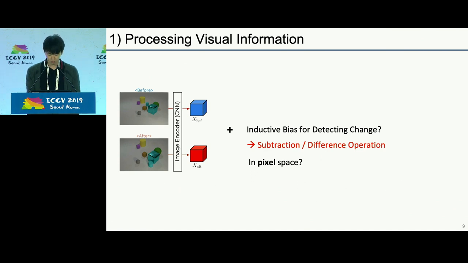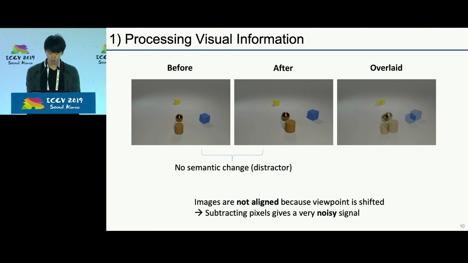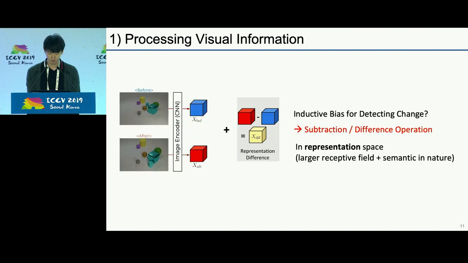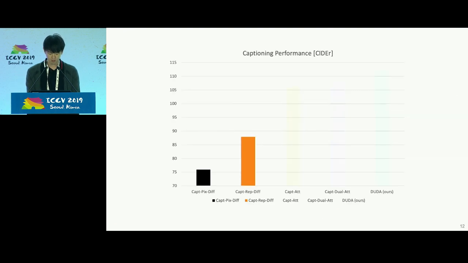Under significant viewpoint shift, the images are no longer aligned, and subtracting pixels results in a very noisy signal, where in this case, the object seems to have moved, although no semantic change has actually happened. The alternative would be to do the subtraction operation in the representation space, which leverages the larger receptive field size and the semantic nature of the representations. And it turns out that this helps a lot in terms of captioning performance compared to a pixel subtraction baseline.